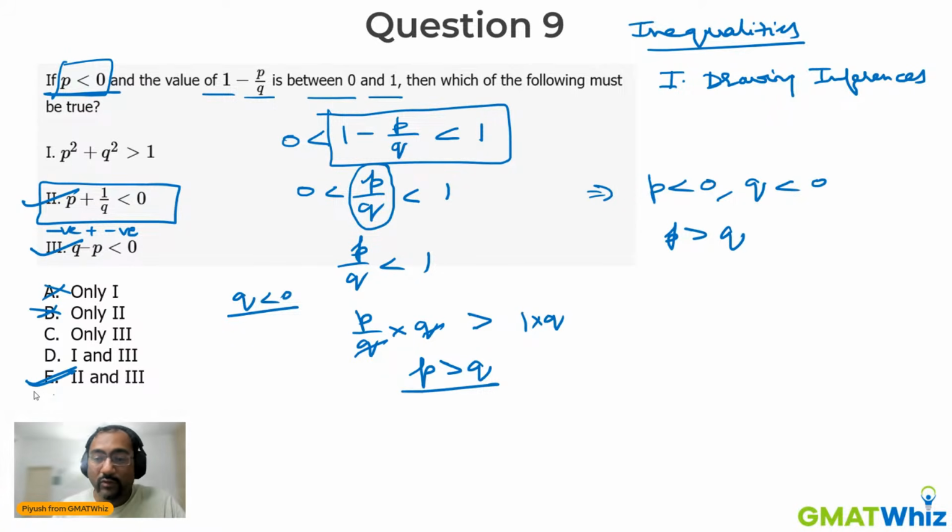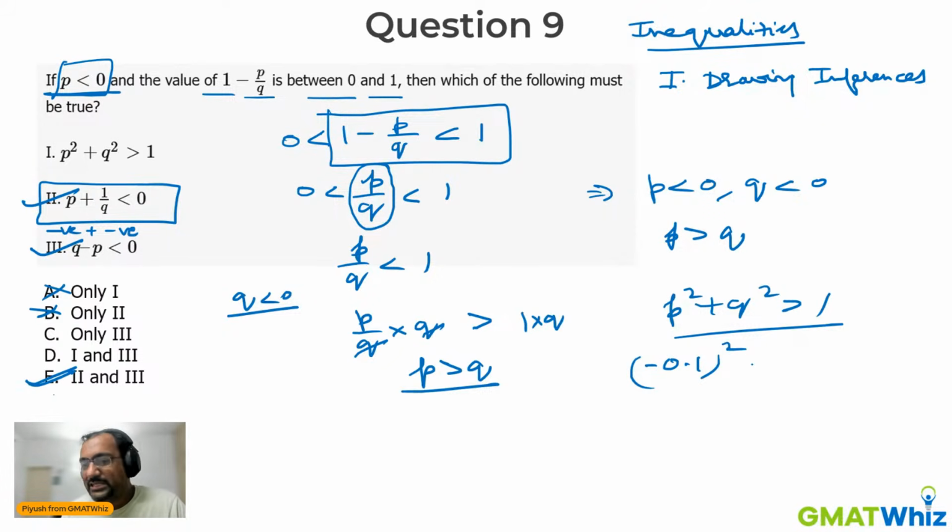Now, those of you who want to know why p square plus q square may not be greater than or equal to 1, you need to understand that p and q could be fractional values, right? You can have p as minus 0.1 and q as minus 0.3. Even if you square them and add them, you will not get greater than 1. Shivang, I just did that.